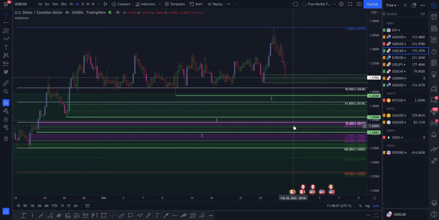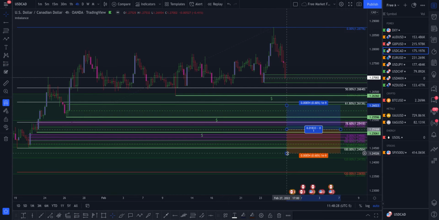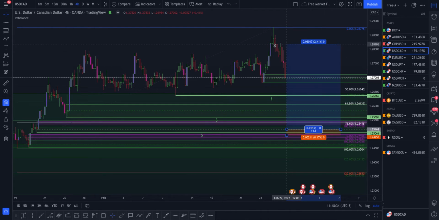So maybe we see this imbalance filled, this liquidity taken out, and maybe a push off of this zone. That is going to be my preferred area to take a trade from. So let me just put this basically off of the 50%. This is just me personally. And maybe target this high.